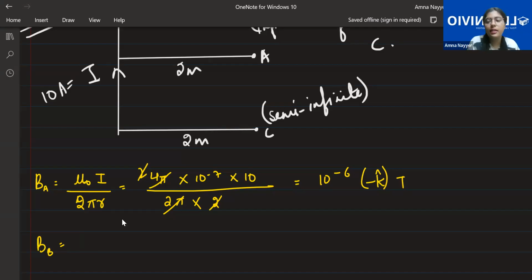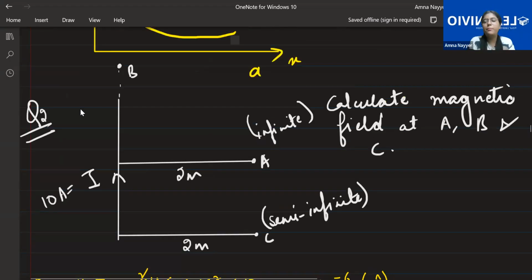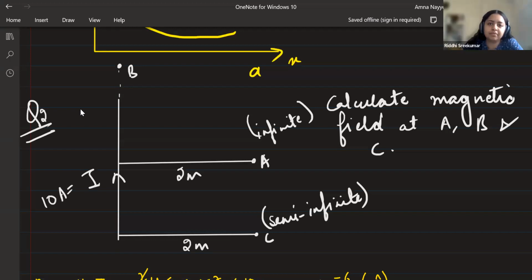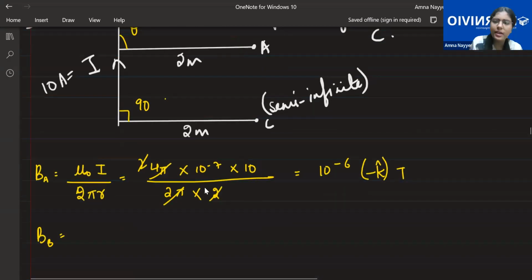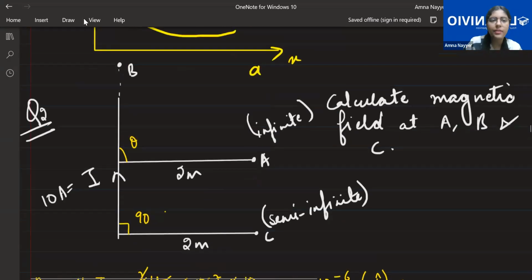Now see Riddhi, for B point, B point is lying on the axis of the wire. Can you see? This is neither infinite nor semi-infinite. It is lying on the axis. Now, if something is lying on the axis, we take this angle as our theta, sine theta, which we consider. This is our sine theta. Here it was 90 degree. That's why we didn't do anything else. Anyways, here we have the derived, already solved formula.